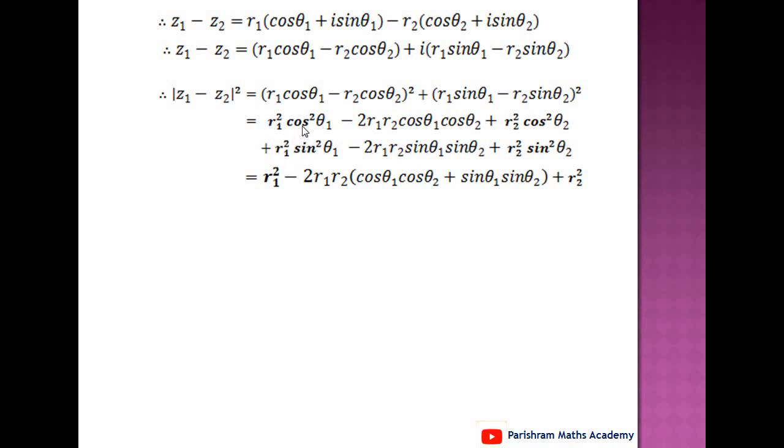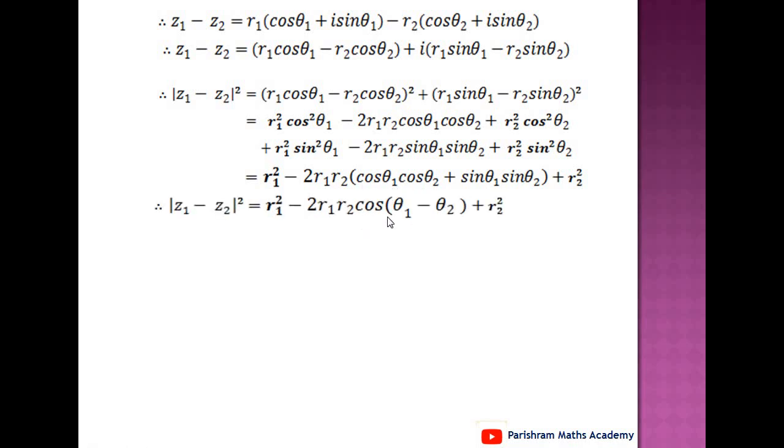We get in bracket cos square theta 1 plus sin square theta 1, its value is 1, that is first term is r1 square. From the middle 2 terms we can take minus 2 times r1 r2 as common, in bracket cos theta 1 cos theta 2 plus sin theta 1 sin theta 2. Here we can take r2 square as common, cos square theta 2 plus sin square theta 2, its value is 1, therefore last term is r2 square.